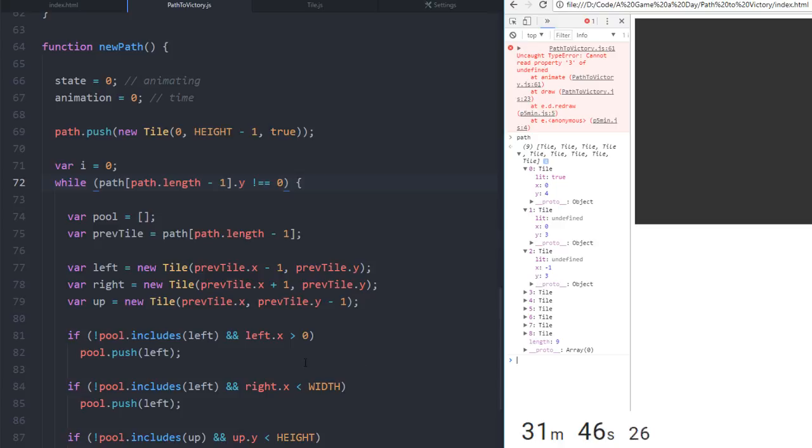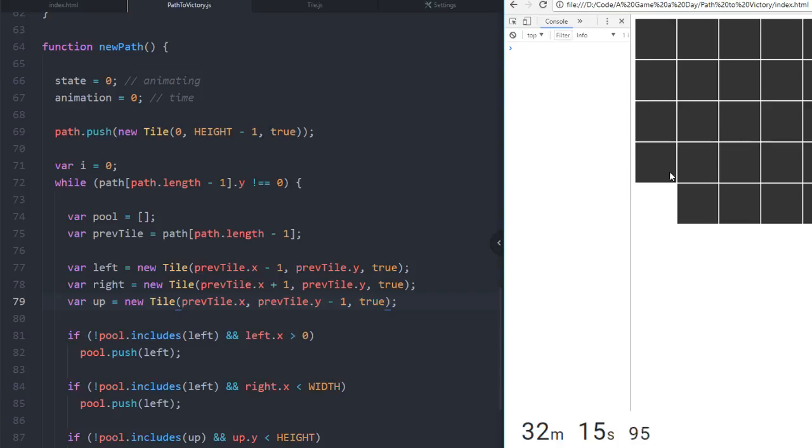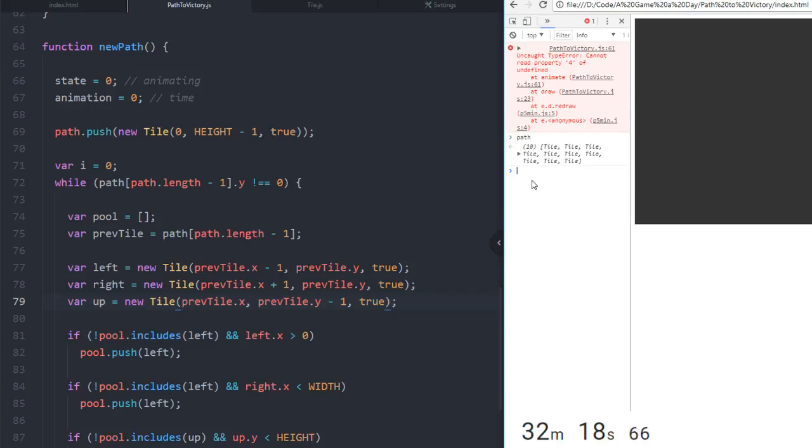So how did that happen? We only have it going left, and left.x must be greater than 0. So that should not have been pushed. Huh. This simply should not have been pushed. Oh. True. True. Let's try this. And it messes up. Path. We have 0, 4. This makes sense. Okay. Negative 1, 4.